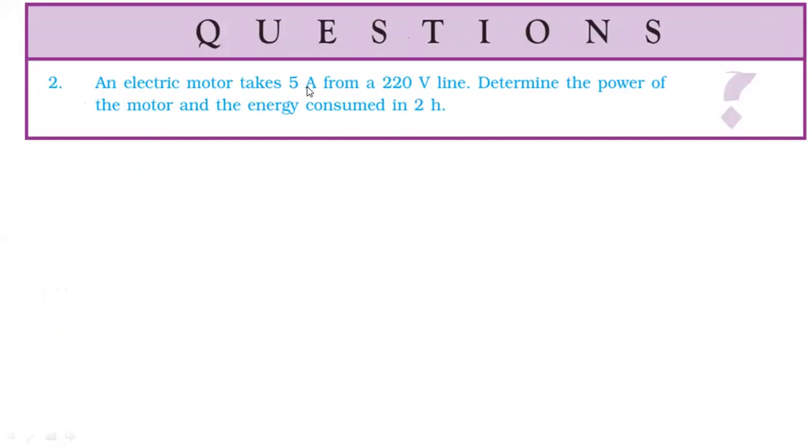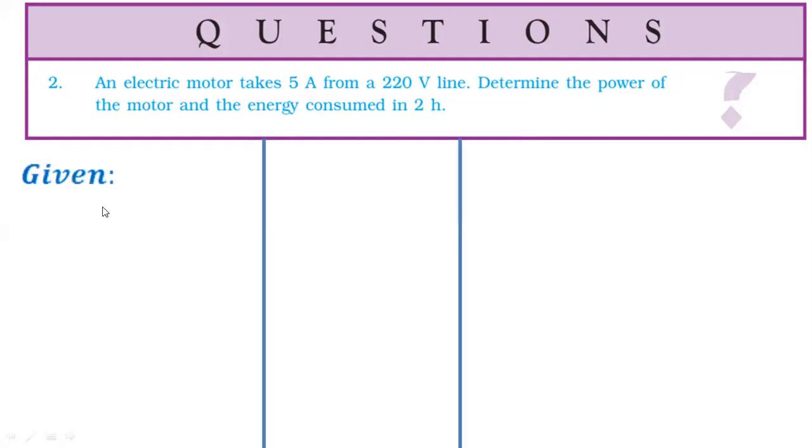So they have given current, they have given potential difference. Time has also been given, and they are asking us to calculate power and energy. So two things we have to calculate, power and energy. Power we can easily calculate. The formula is V into I, so we can just multiply 5 and 220. We'll get our answer. For energy, we will calculate it in terms of power.